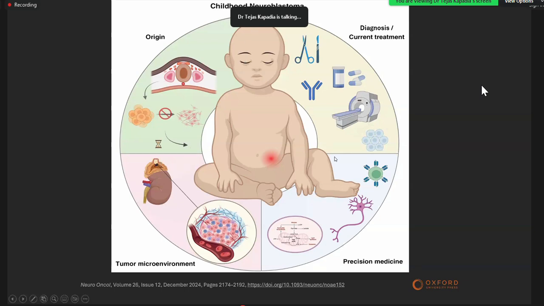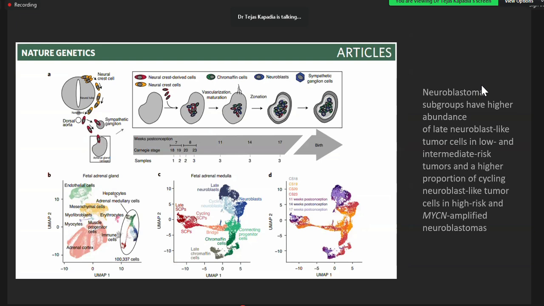Talking about neuroblastoma as a whole, we also need to think of what the tumor microenvironment is, on the basis of which the treatment depends, how we diagnose, and what the current treatment recommendations are. We'll go through some of it as we talk about neuroblastoma further. Now, this is just to show you what type of neural crest cells are the ones that are important from the point of view of neuroblastoma.